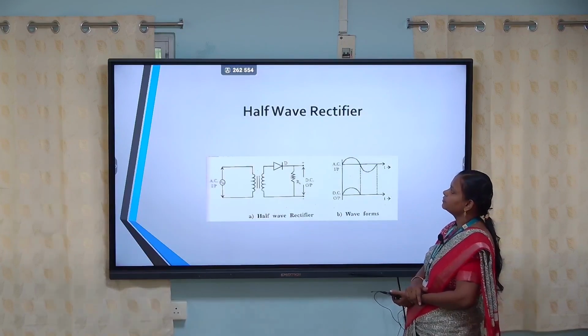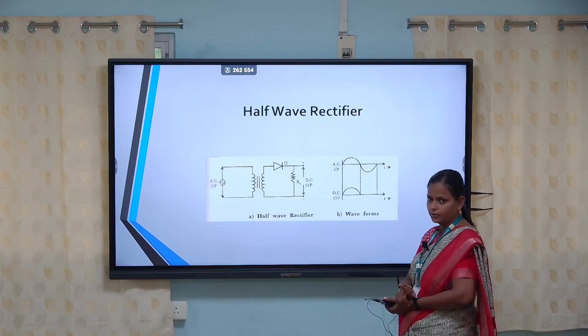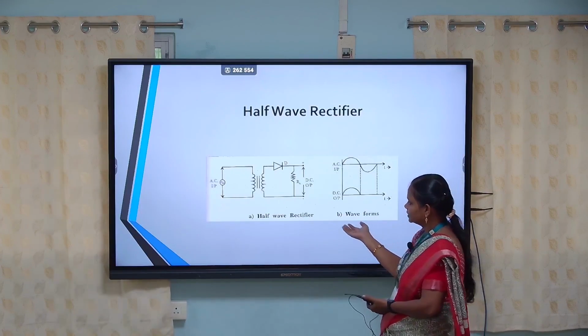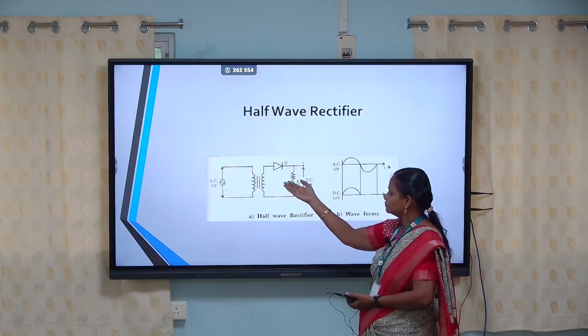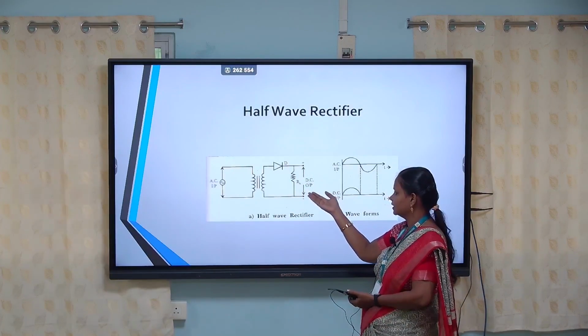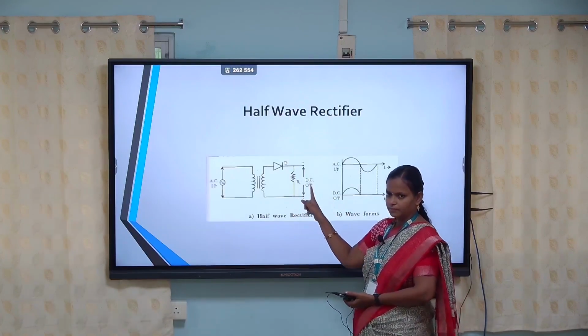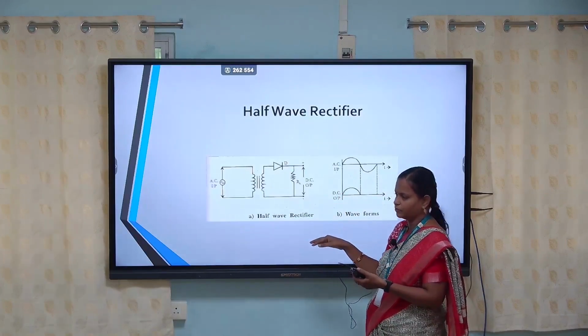In the first case, the half wave rectifier, we use a single diode with which the rectification process is done. In the circuit, the transformer is connected with the diode, which is also connected to the output. This is the circuit for doing the rectification by means of a half wave rectifier.